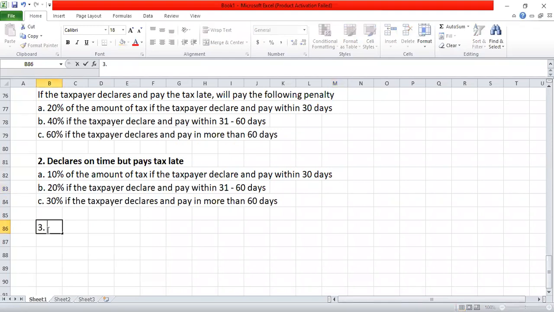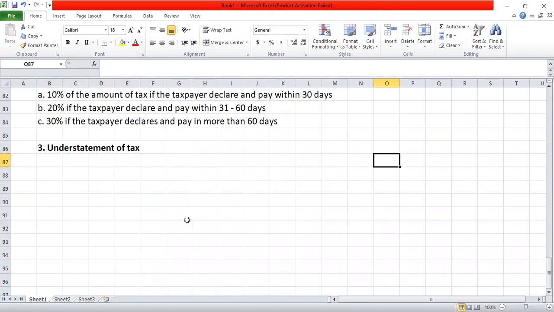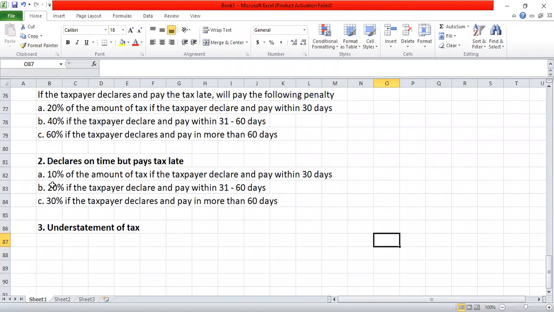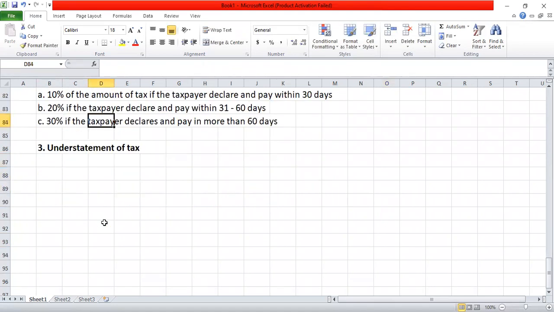And number 3, understatement of tax. In this case, you declare an understated tax. Please, these penalties are calculated on the amount of tax.